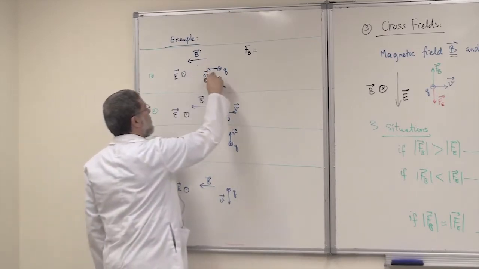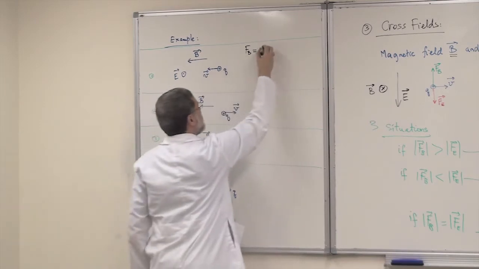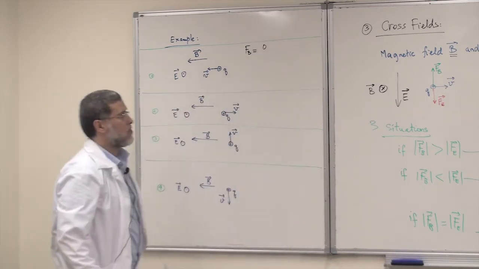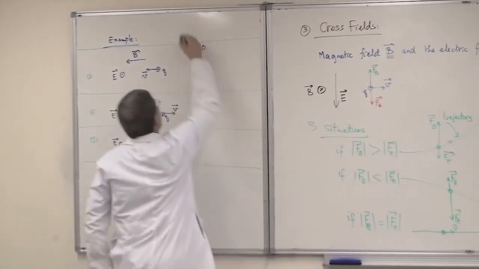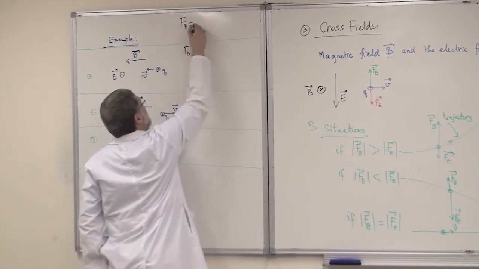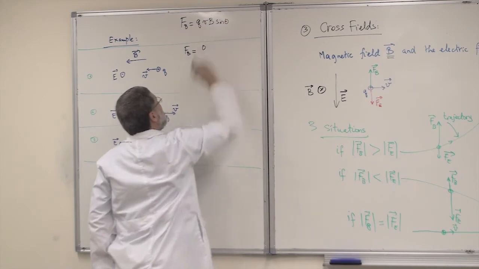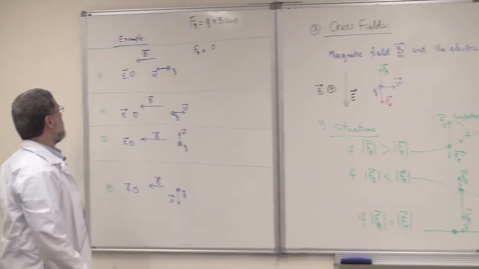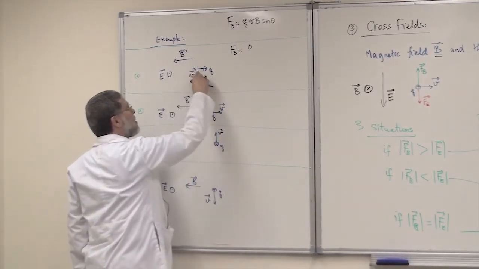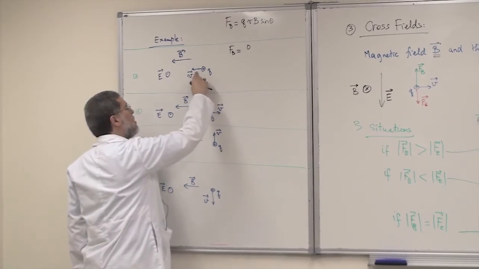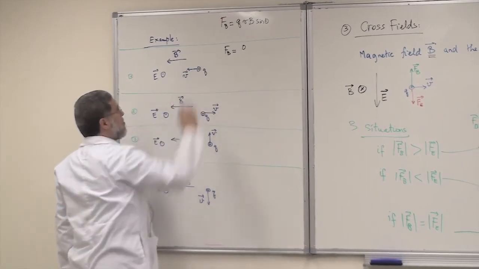Since V and B are in the same direction, there will be a sine of 0, which is 0. So FB is 0 in this case, because I remind you that FB is QVB sine theta, where theta is the angle between V and B. Here V and B are in the same direction, so the angle between them is 0. Sine of 0 gives me 0, so FB will be 0.